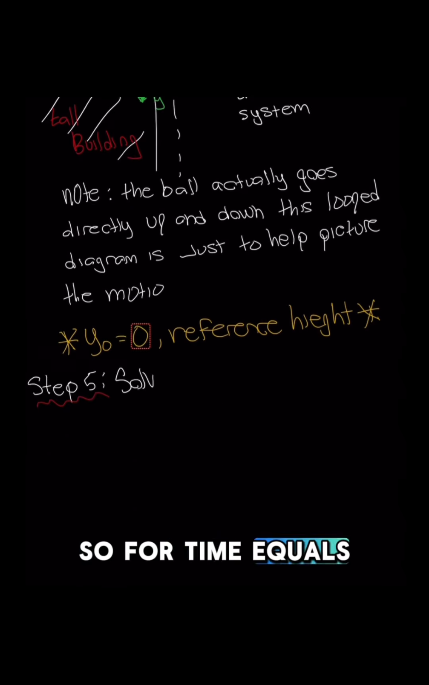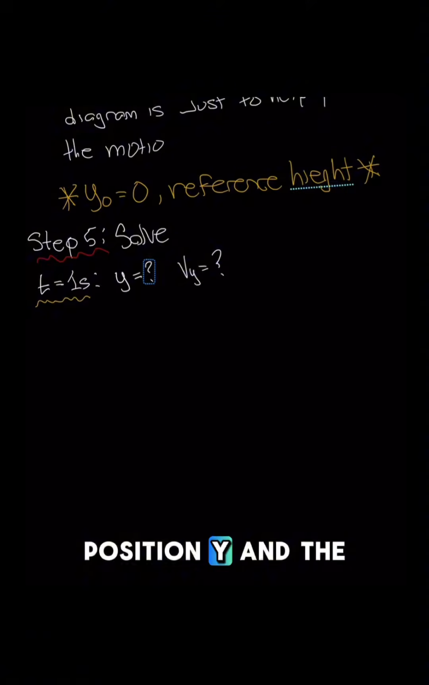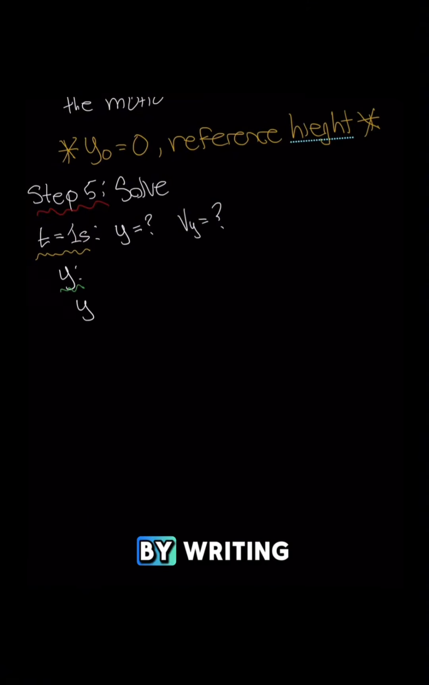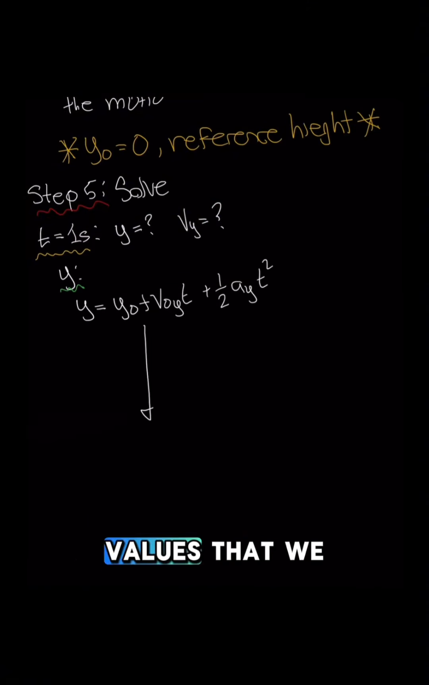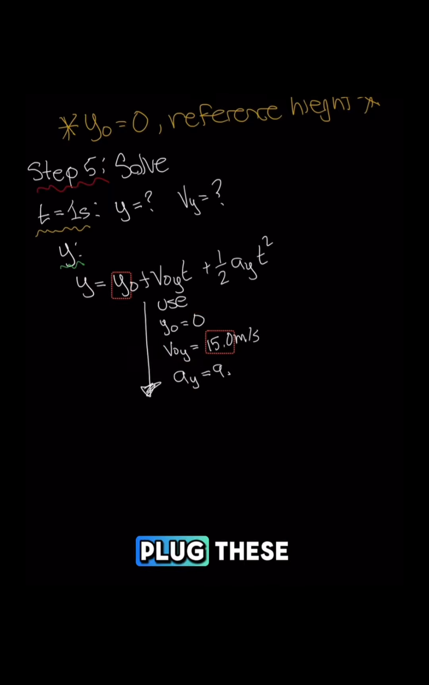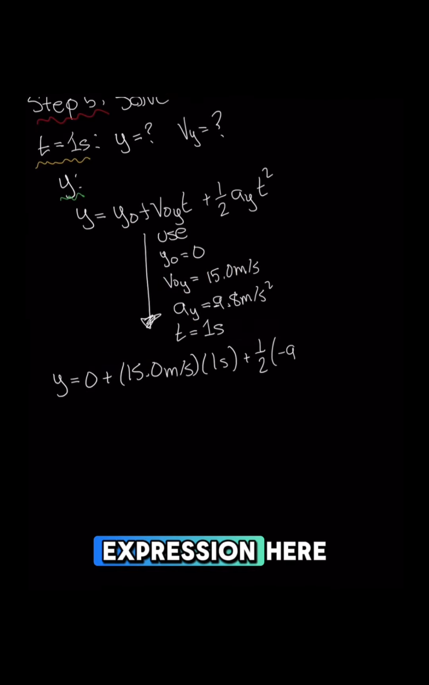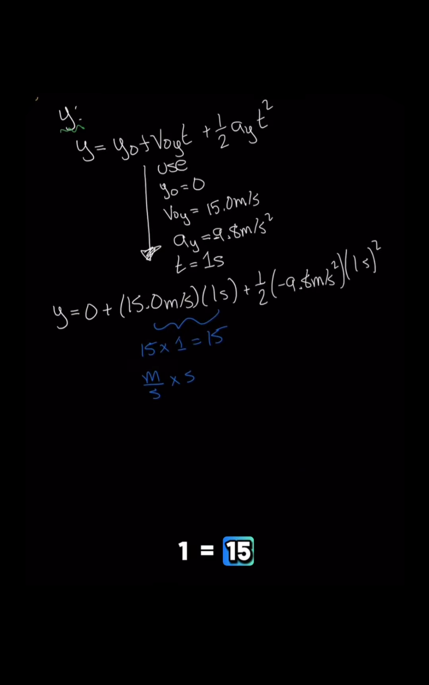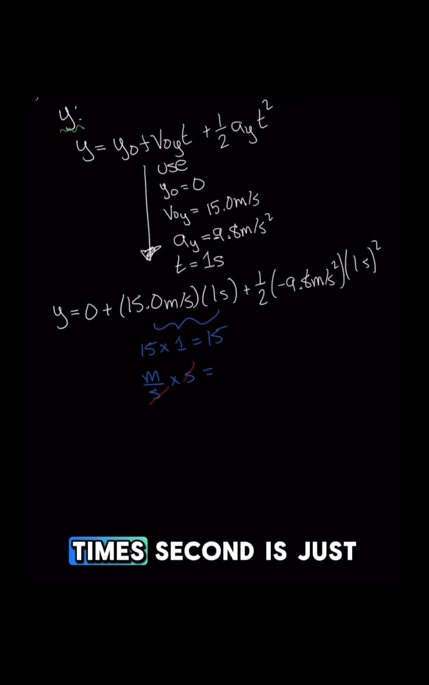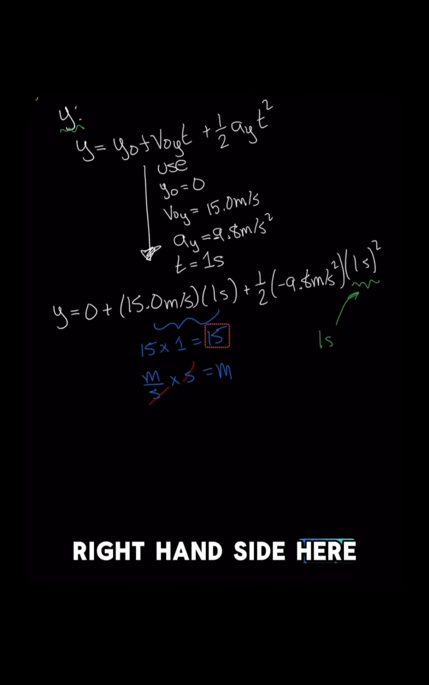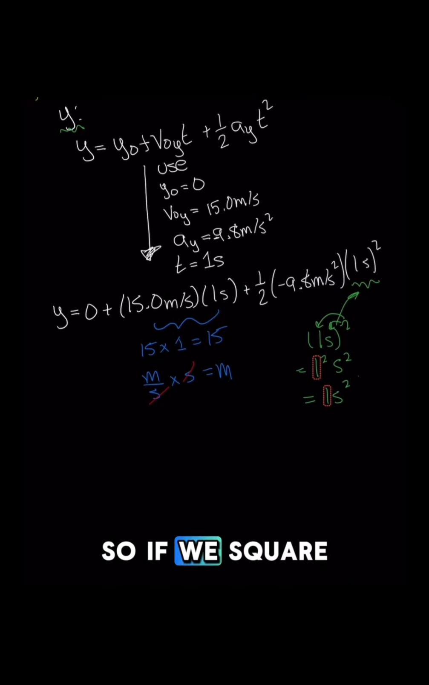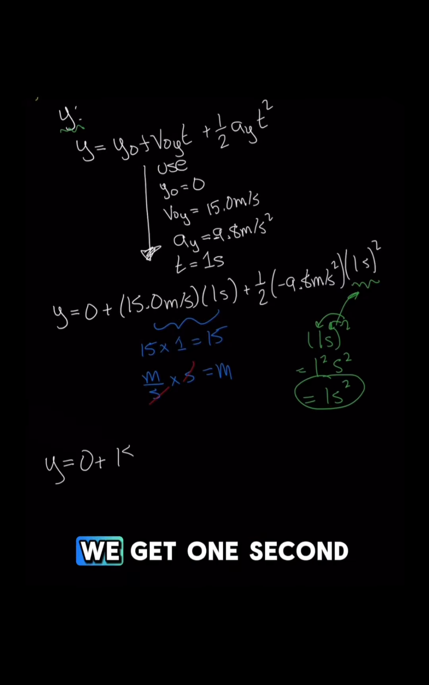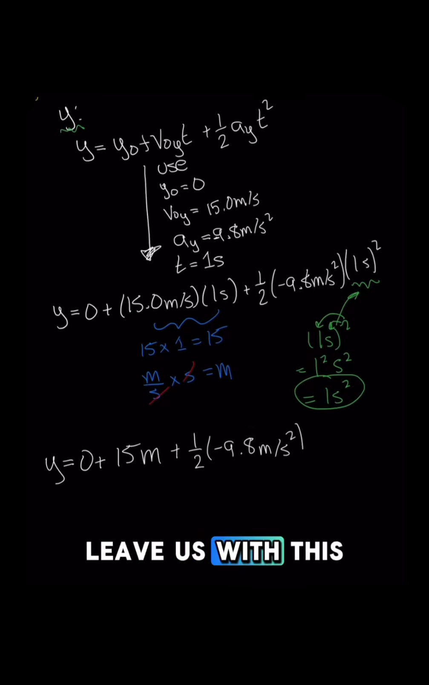For time equals 1 second, we just need to find the position y and the velocity vy. So we can start by writing down the position equation and plugging in the values that we already found. If we plug these into the equation, we get this expression here. Doing the multiplications of the amplitudes, we get 15 times 1 equals 15. And if we multiply the units, meters per second times second is just meters. And then on the right-hand side, we can look at the 1 second squared terms. If we square both the units and the amplitudes, we get 1 second squared. And that would leave us with this expression here.